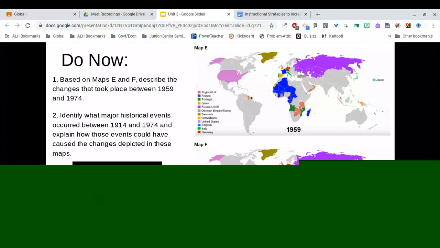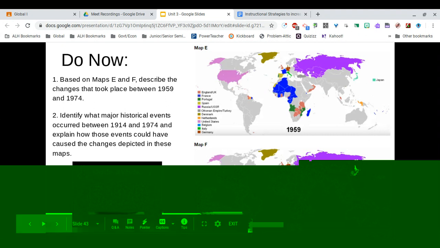Hi, ladies. Okay, so this is our decolonization lecture number 2, and our do now starts with looking at similar maps that we saw in lecture 1. So these are maps E and F. Looking at these, describe the changes that took place between 1959 in map E and 1974 in map F.